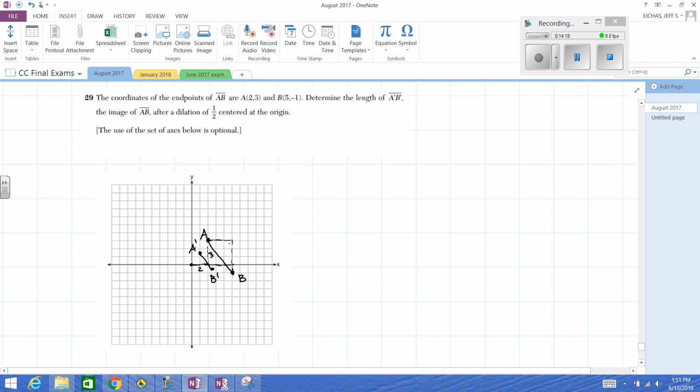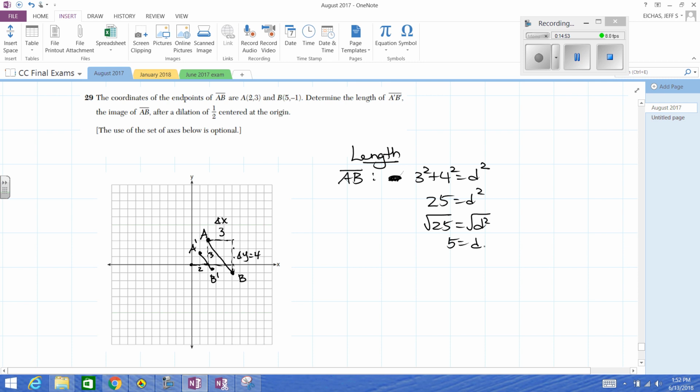Let's just use the length of AB and then cut that in half. So from A to B, the change in X is 3. The change in Y is 4. So what we would do for the length of AB, oops, sorry, length is going to be 3 squared plus 4 squared equals, we'll call it D squared. So then 25 equals D squared. Square root of 25 is 5, right?